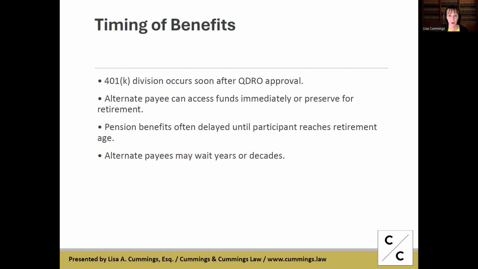Compare that to a pension QDRO benefit. In a pension QDRO, the alternate payee may not be able to take payment of that pension benefit until the participant reaches retirement age. In other words, alternate payees of a pension plan account may wait years or decades to receive payment of their benefit that has been awarded to them. This is under plan rules as well as federal regulations. So it's important to understand, as you're going into a divorce setting, whether the retirement plan you're talking about is a defined contribution 401k type of plan or a pension plan.